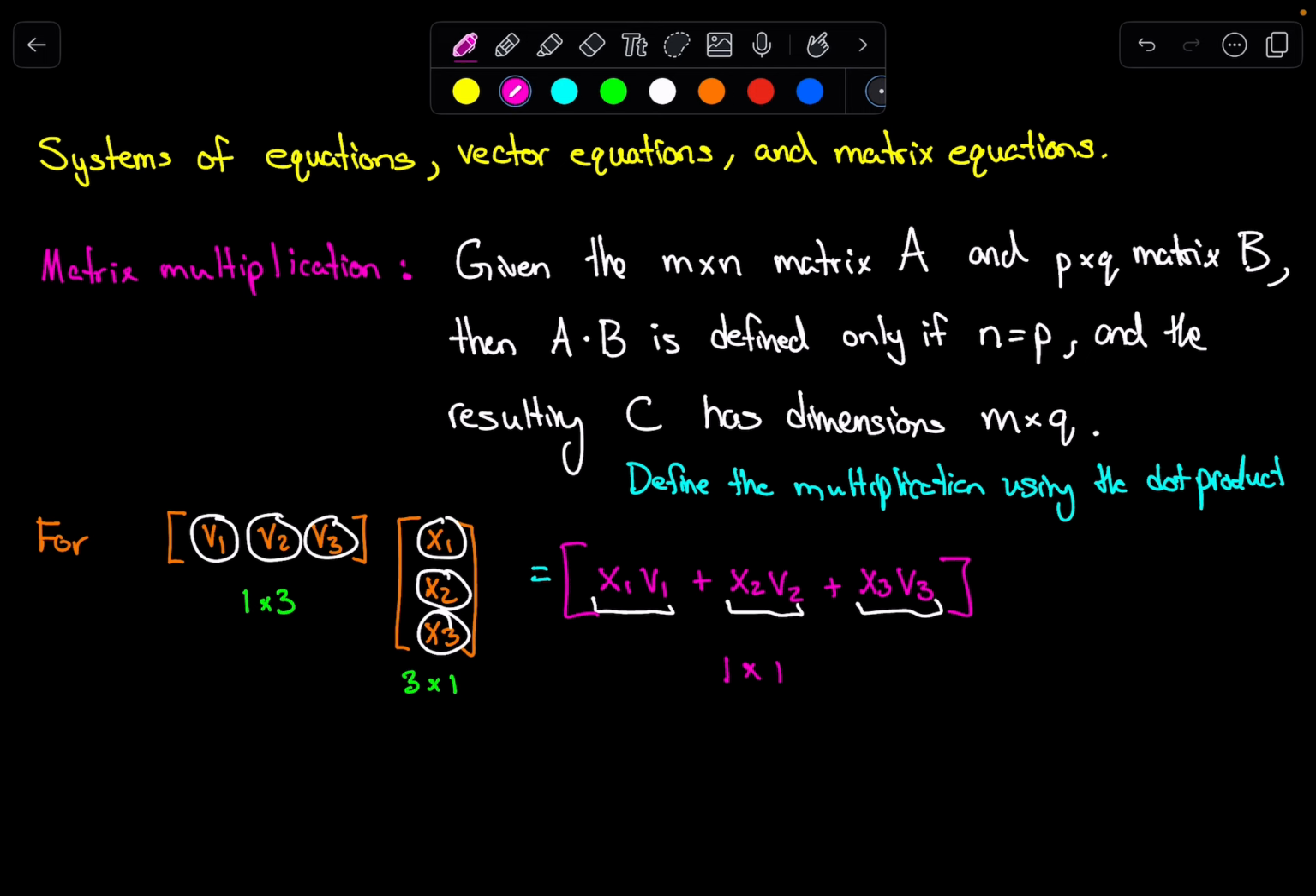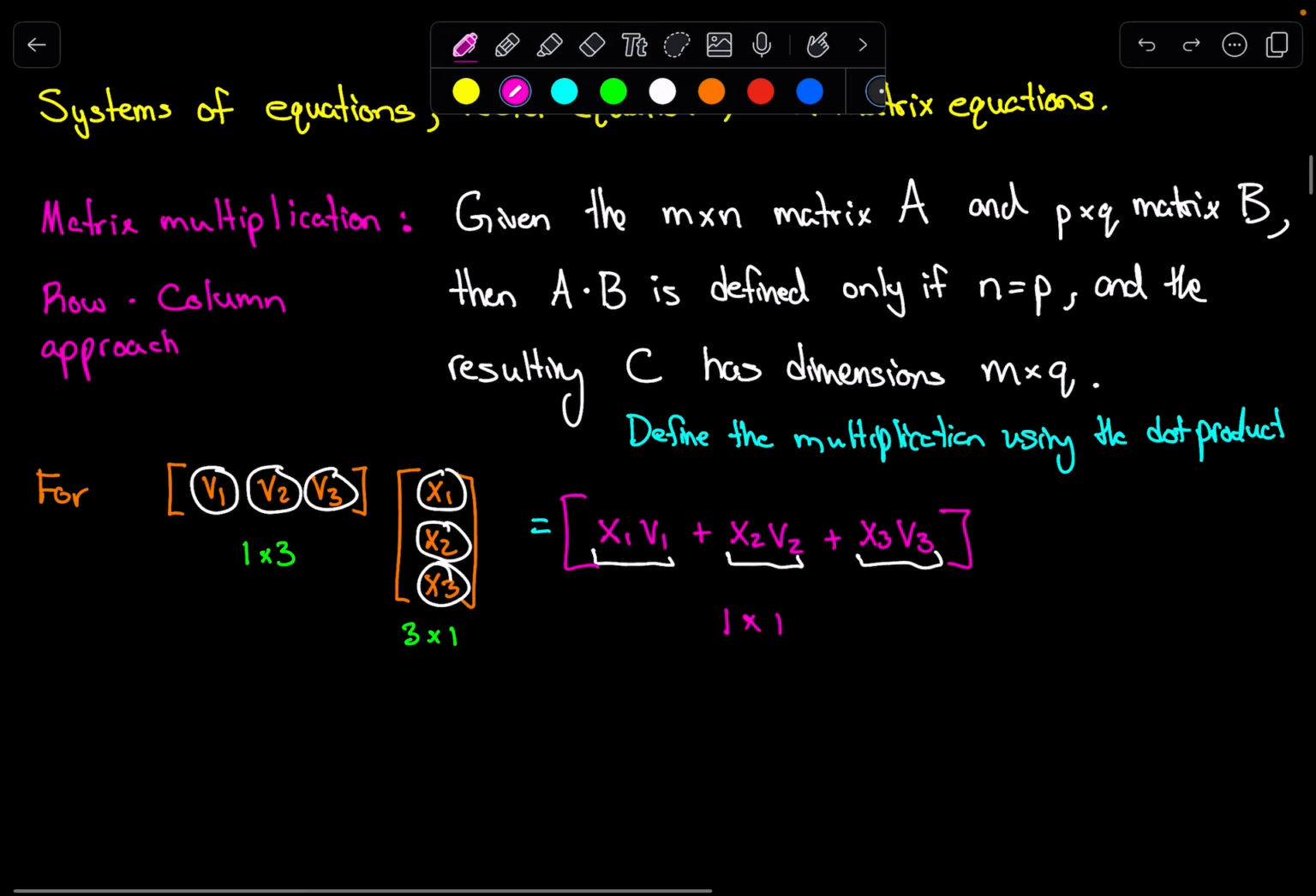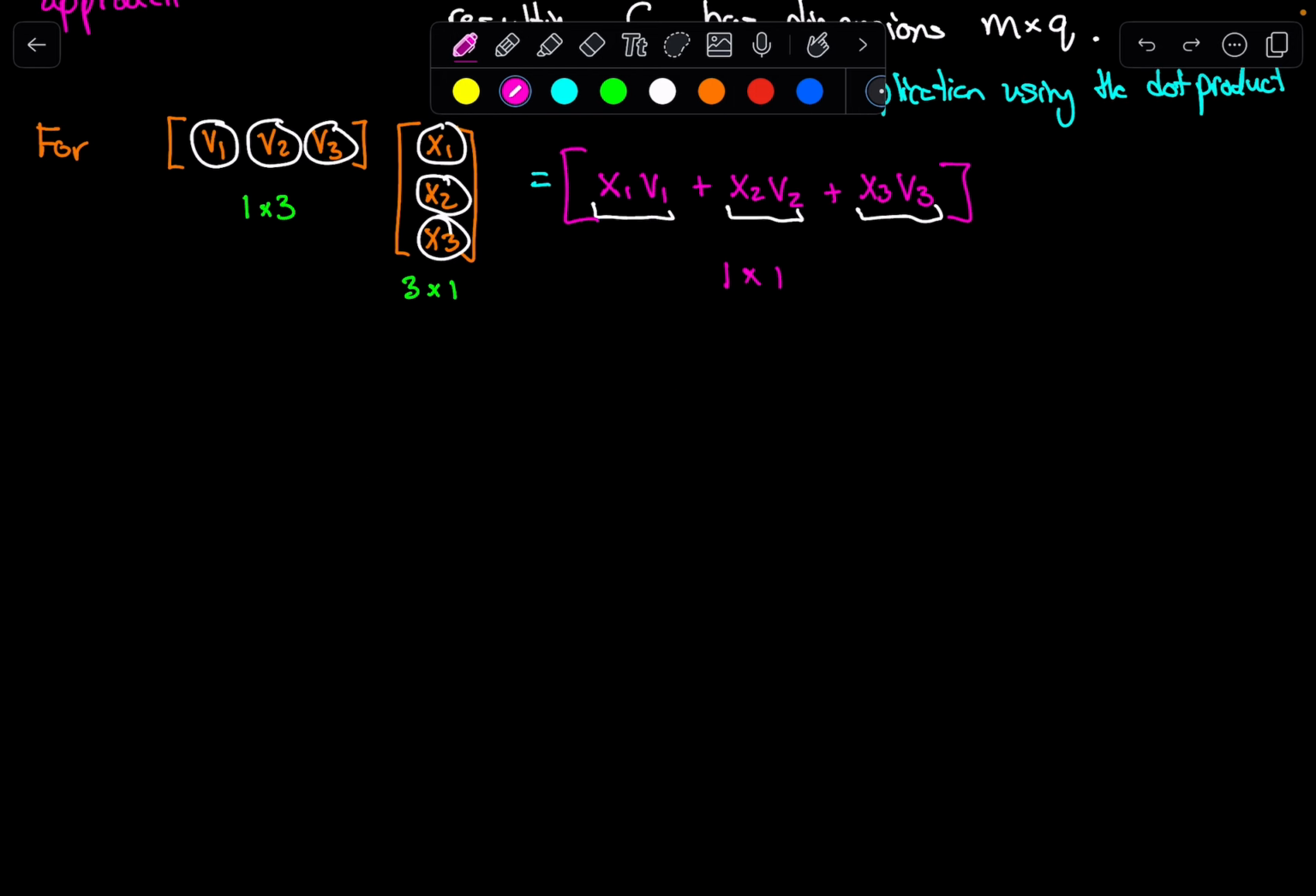So the way that matrix multiplication works is this row times column approach for multiplying matrices. Now, the reason I have to introduce this is because hopefully what I just wrote down there in pink right here should look somewhat familiar to you all. So let me write down a vector equation that we may have gotten out of last video.